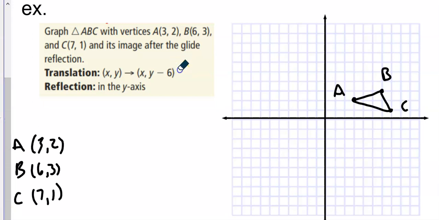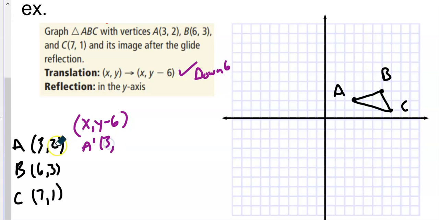Okay, so the first thing we're going to do is the translation. We literally are going to take all our y's and subtract 6, so in other words, that's going to move it down 6. That would take all of my y's and subtract 6, so this would be A prime. X's aren't going to change at all, but it'd be 2 minus 6, so that would bring that to a negative 4. Same thing here with the B's, x stays the same, subtract, so that would be negative 3, etc.